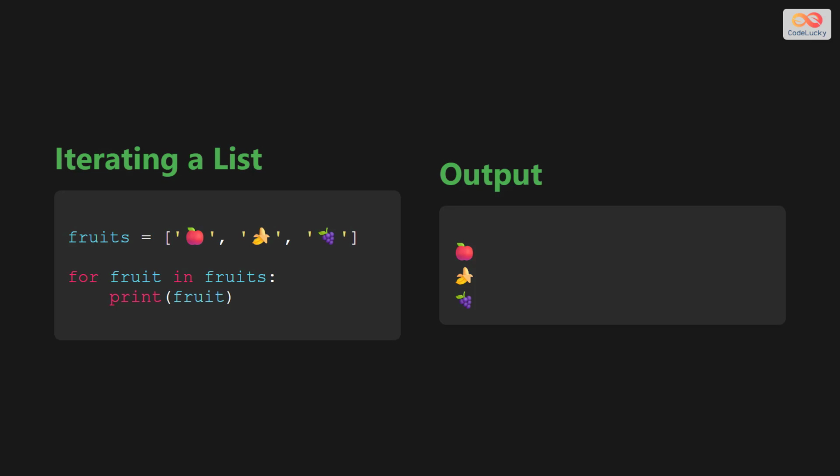Let's look at a practical example. Here we have a list of fruits. The for loop goes through this list, one fruit at a time. In the first run, the variable fruit holds the apple emoji. In the second, it holds the banana, and in the third, the grape. Inside the loop, we simply print the current value of fruit.